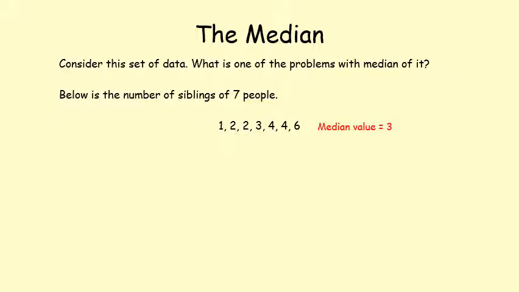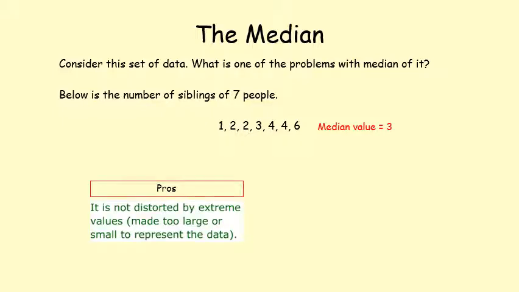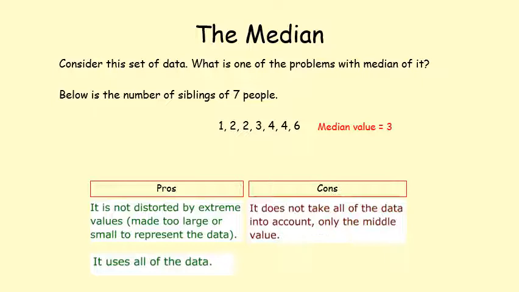Okay, so hopefully you've got a median value of 3. Our data is already in order of smallest to biggest. So if we were going to look at this data, we could say a benefit of the median value is it's not distorted by extreme values, so it's not going to be made too large or too small to represent the data because it sits in the middle. However, if we were to look at the values in our list, there are 2 2s and 2 4s. So it might be fairer to use something like the mode, for example, as a better representation of the number of siblings. One downside then of the median is it doesn't take into account all of the data, only that middle value.